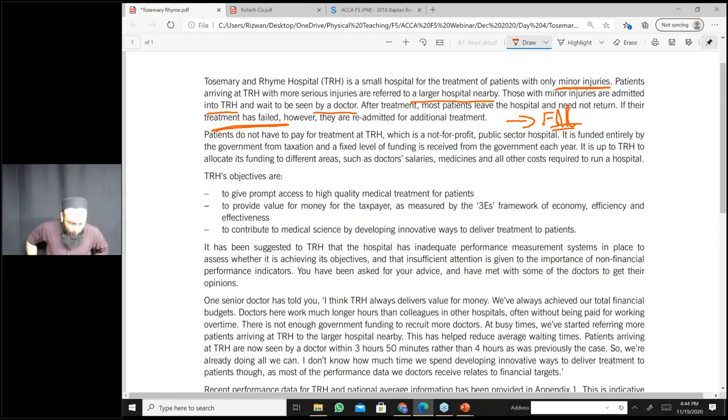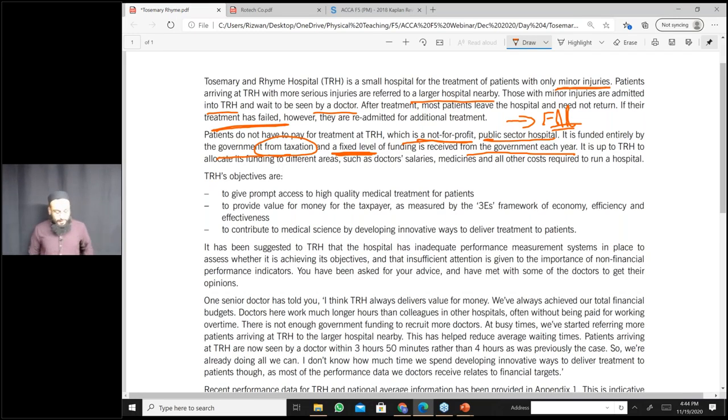Right. Now, patients do not have to pay for treatment at TRH. They do not have to pay, which is a not-for-profit, public sector hospital. It is funded entirely by the government from taxation, and a fixed level of funding is received from the government each year.